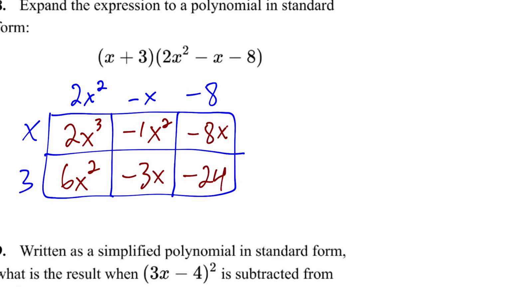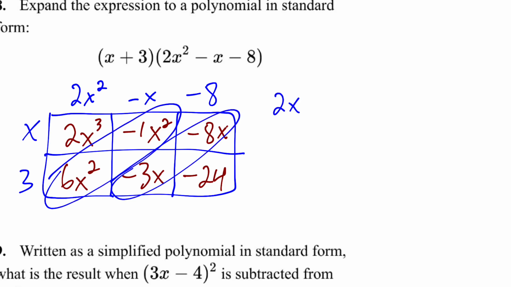When you combine like terms, it's these diagonals that will be combined. So 6 minus 1 is 5. A lot of people mess that part up. Negative 3 minus 8 is negative 11. And that should be a negative 24.